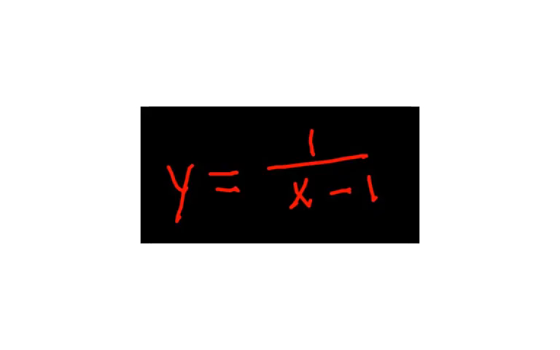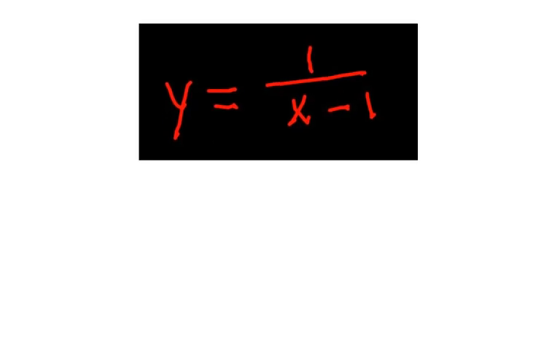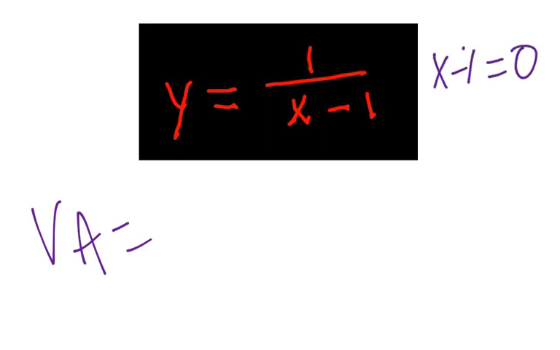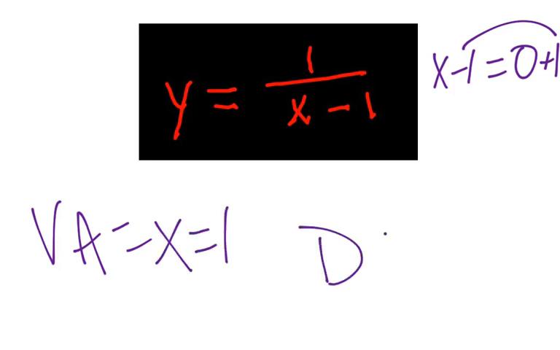So if I were looking at this problem, I would want to know what the vertical asymptote is. You take the denominator, x minus 1, you set it equal to 0, you solve for x. So I add 1, and my vertical asymptote is x equals 1. This means that my domain is x is not equal to 1.